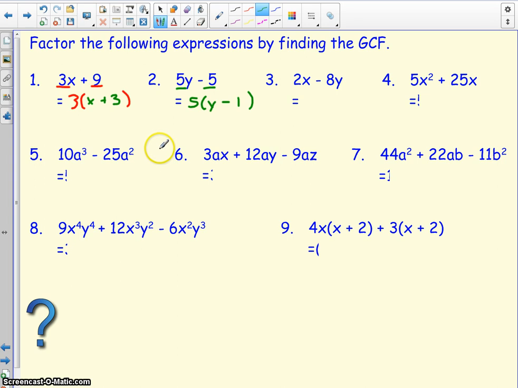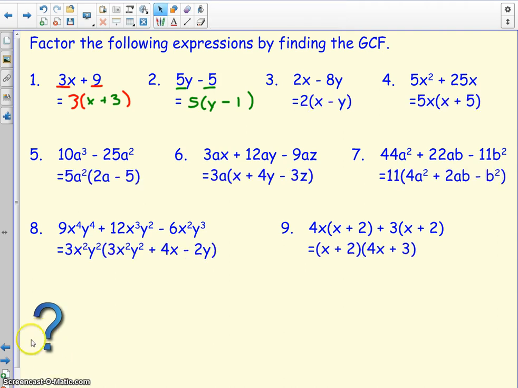Okay, so I'll give you a minute here to try all the rest, and push play when you're ready to see the answers. Okay, so there you have it. So take number 3, common factor of 2. Tiny little mistake here, this should actually be 4y left over, because we need to get 8y.